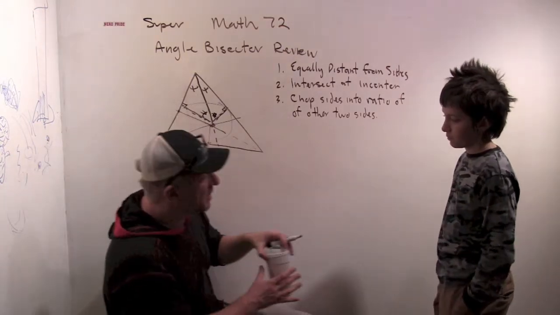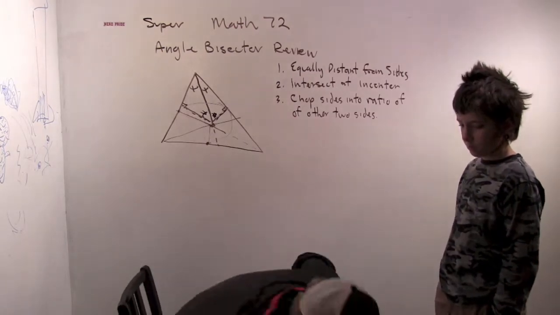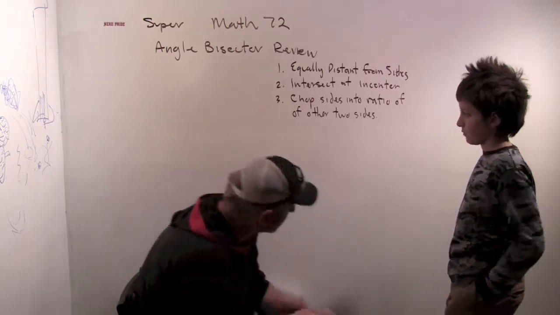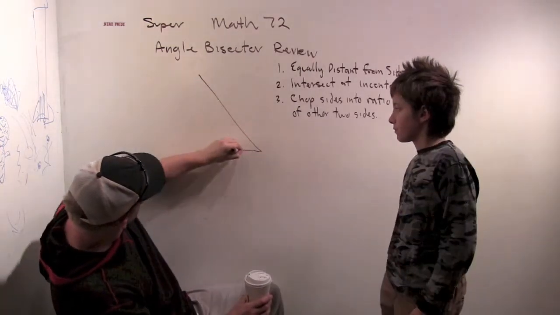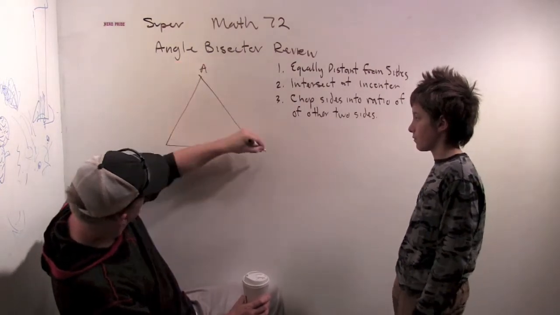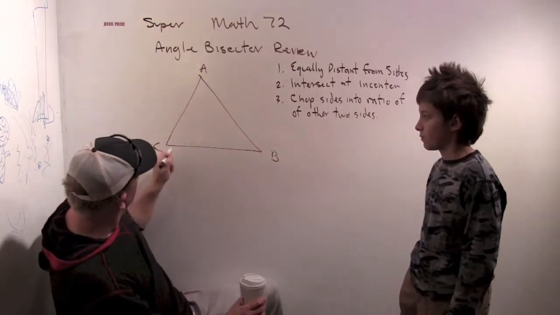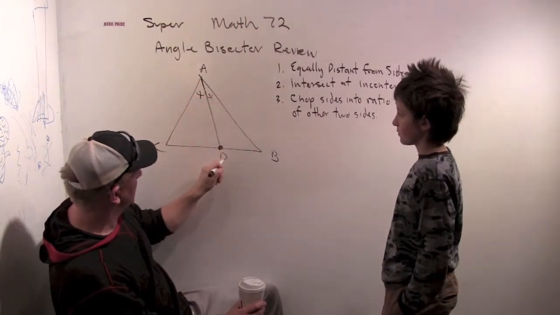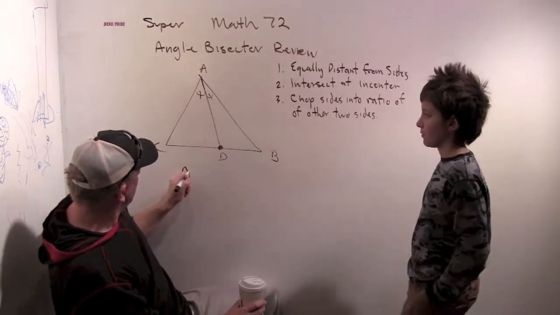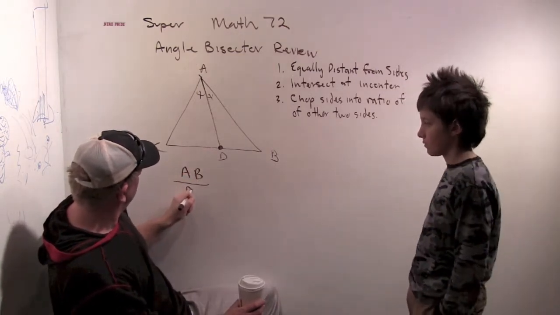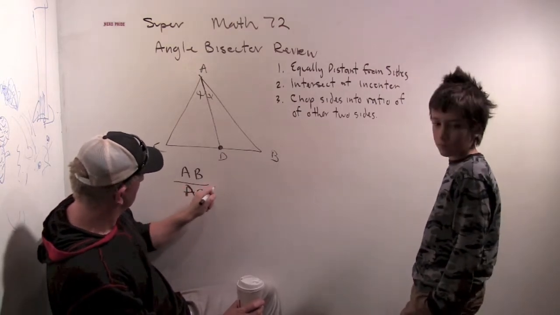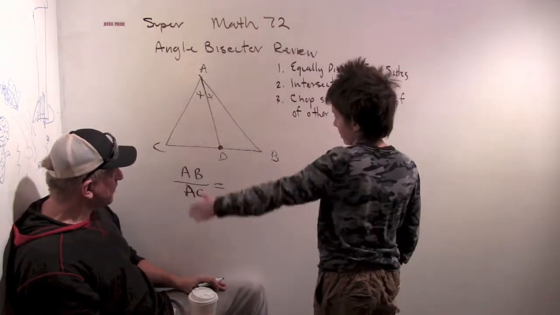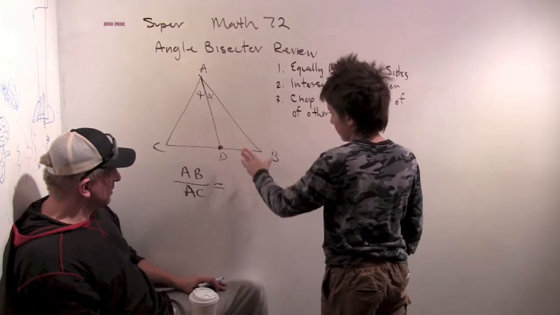And then we have something called the angle bisector theorem, which is a really important theorem for finding lengths of sides in a triangle. And it says if I have a triangle like this, A, B, C, and then I have the angle bisector here coming down, and it hits D, then I know AB to AC is what? AB to AC is CD to BD.